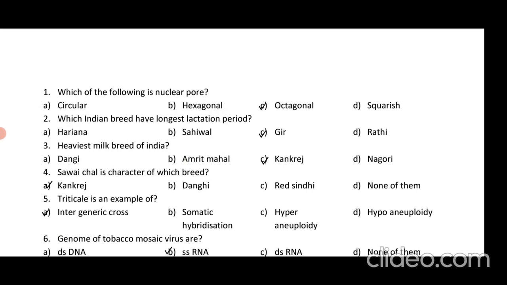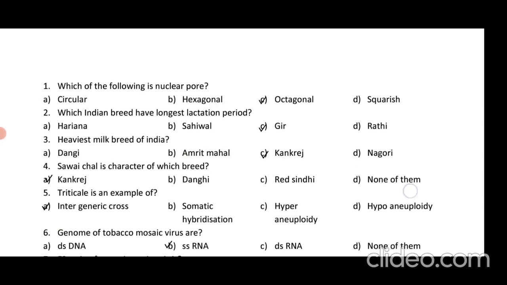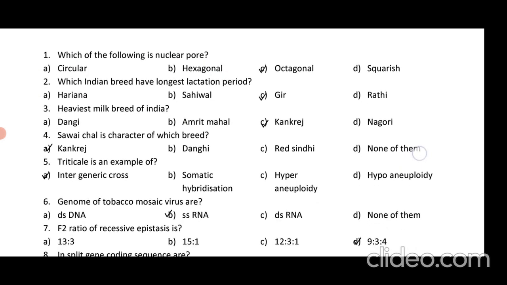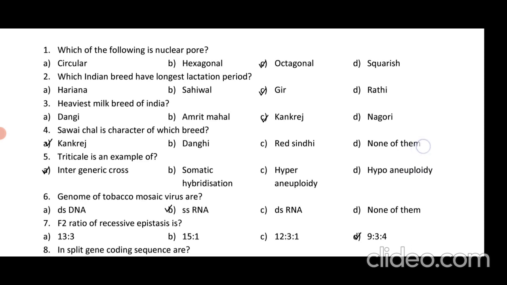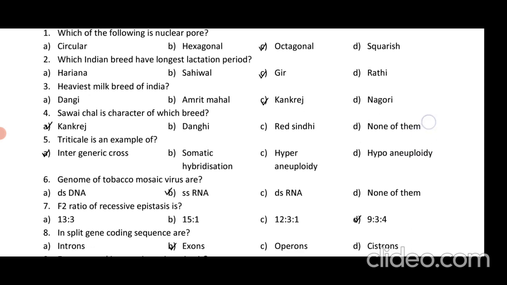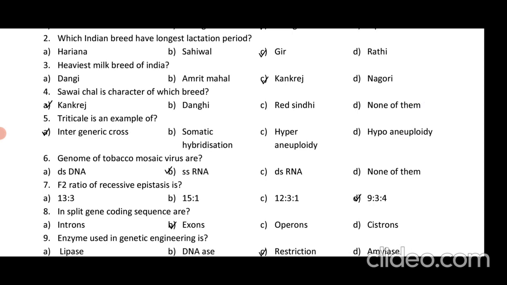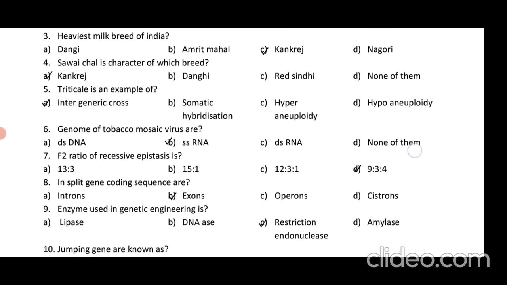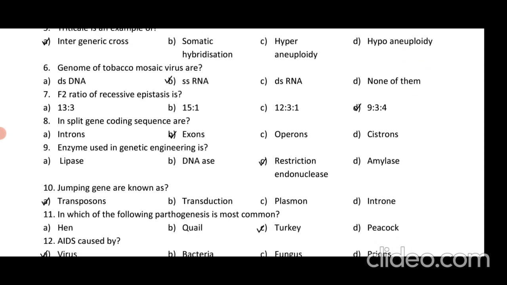Genome of tobacco mosaic virus is single-stranded RNA. F2 ratio of recessive epistasis is 9:3:4. In split gene coding sequences are exons. Enzyme used in genetic engineering is restriction endonuclease. Jumping genes are known as transposons. In which of the following is parthenogenesis most common? Turkey.